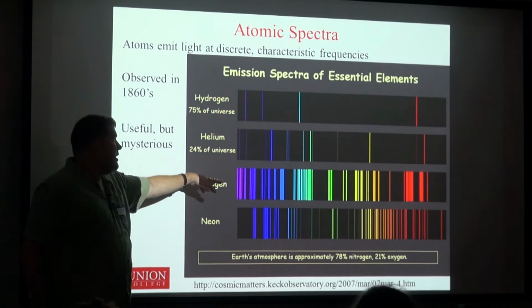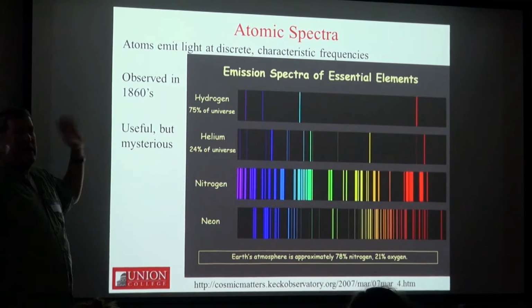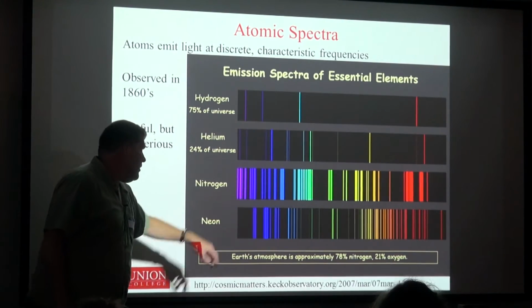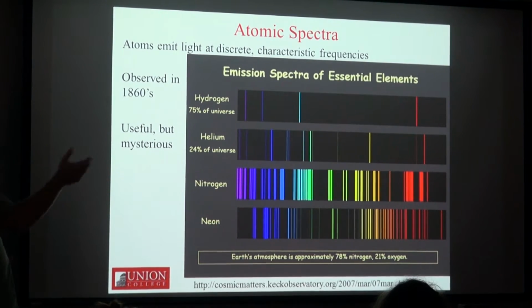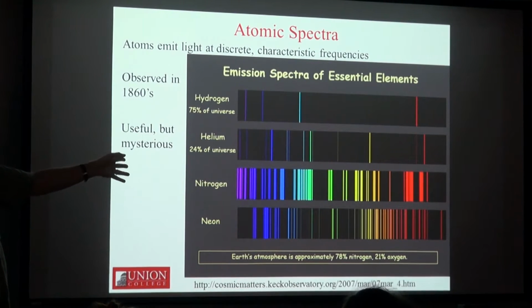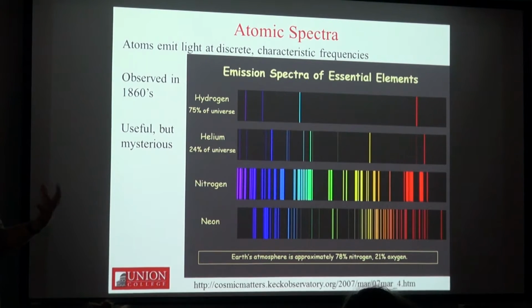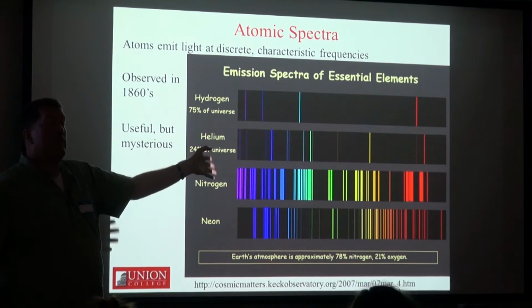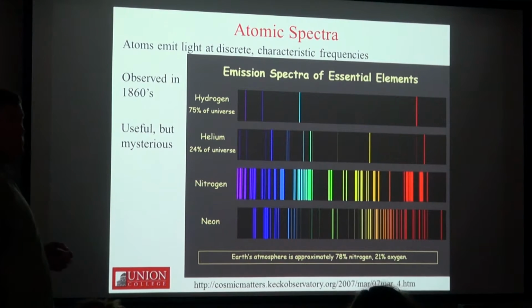If you take nitrogen, nitrogen has this huge smear of lines that are all over the place. Neon is the other one that's on here. Neon has a whole bunch of lines, mostly concentrated in the red. That's why your neon light, the traditional thing, has that orangey red color. It's because it's emitting all of this light that's concentrated down in the red and yellow region of the spectrum.